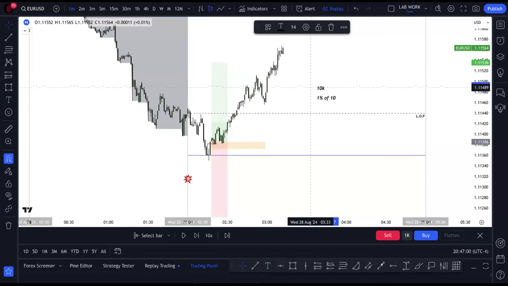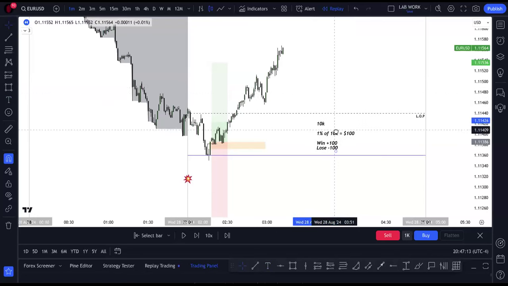It's $100. So if you win, you're up $100. If you lose, you're down $100. It's not the end of the world. That's why I tell traders all the time, you gotta risk small depending on your equity. You can't go out here swinging hard.